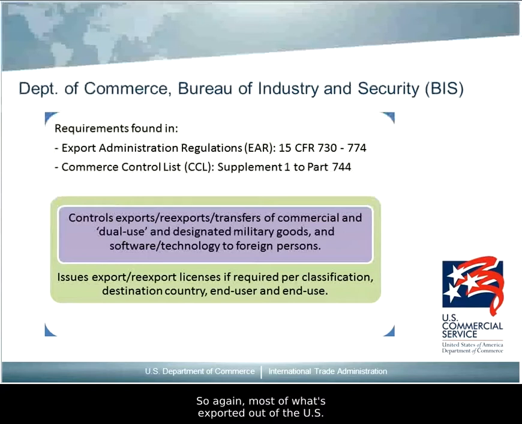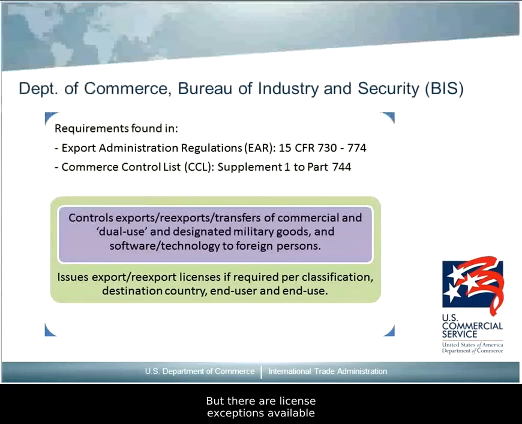So again, most of what's exported out of the U.S. and re-exported is subject to the EAR. So I would say most, if not all of you, need to concern yourselves with this set of regulations. And the other nice thing about this set of regulations, which is administered and enforced by our friends at the Department of Commerce, specifically the Bureau of Industry and Security, or BIS, is that there are a number of license exceptions available that seemingly, you may require an export license to export your products or technology to a certain country or to certain foreign persons. We'll talk about that concept in a moment.